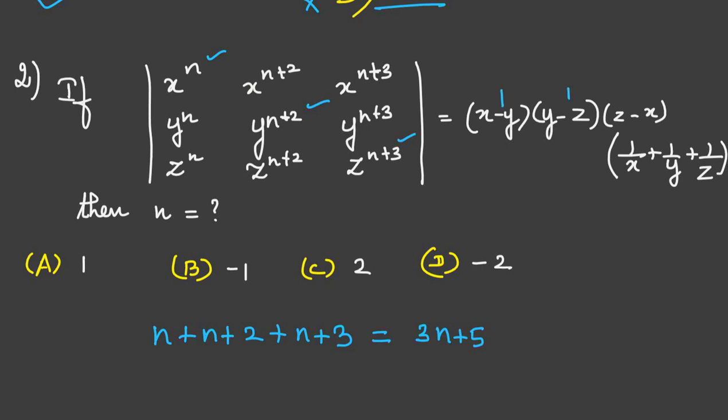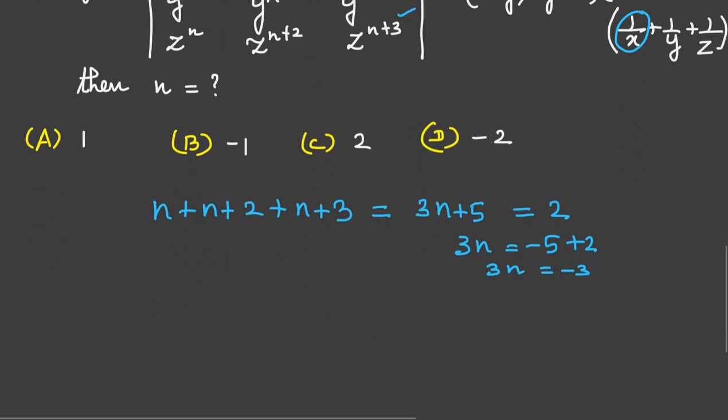Now check the right hand side. x minus y degree is 1, y minus z degree is 1, z minus x degree is 1. This is 1 upon x, so less 1 degree. So 3 minus 1 will be equal to 2. Equate: 3n plus 5 is equal to 2. Now 3n is equal to minus 5 plus 2. Now 3n is equal to minus 3, and therefore n is equal to minus 1. Therefore the answer is B, which is equal to minus 1.